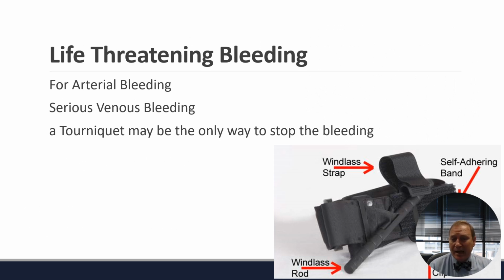Sometimes we can't stop life-threatening bleeding, particularly if it's an arterial bleed. Sometimes if it's a really serious venous bleed, we'll use a tourniquet, but this is called a windlass, and it refers to how we tighten down the tourniquet. But a tourniquet may be the only way to stop bleeding. Do you have access to one?